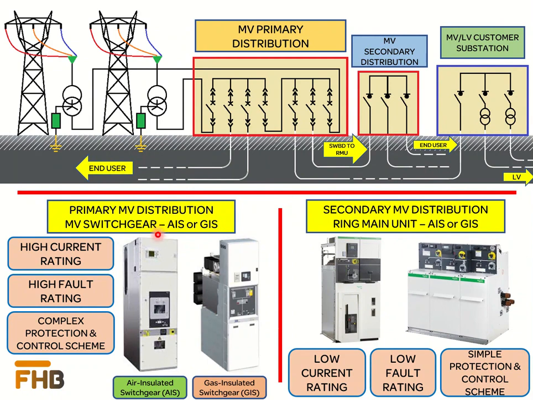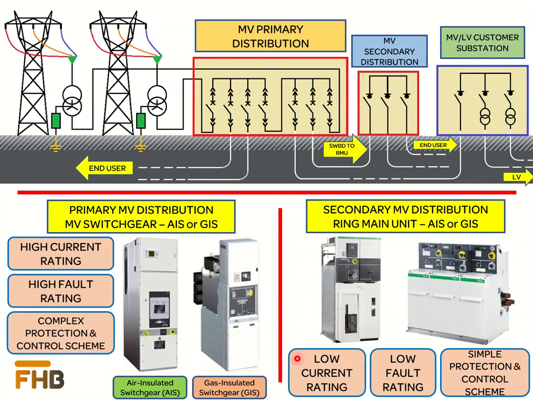The main difference between the two types is that the switchgear for primary distribution are designed for high rated current and short circuit current. On the other hand, switchgear for secondary distribution, which are commonly called ring main units, are designed for low rated current and short circuit currents.